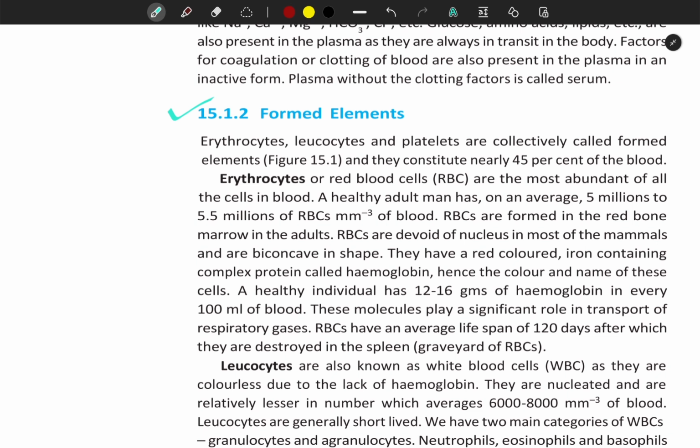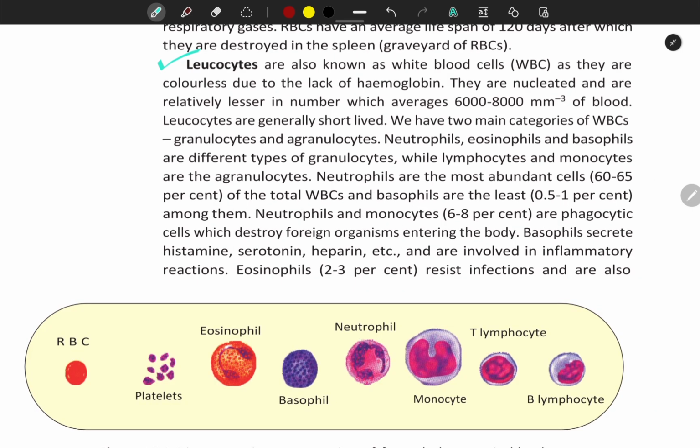A healthy adult man has on an average 5 million to 5.5 million RBCs per millimeter cube of blood. RBCs are formed in the red bone marrow in the adults. RBCs are devoid of nucleus in most of the mammals and are biconcave in shape. They have a red colored iron containing complex protein called hemoglobin, hence the color and name of these cells. A healthy individual has 12 to 16 grams of hemoglobin in every 100 ml of blood.